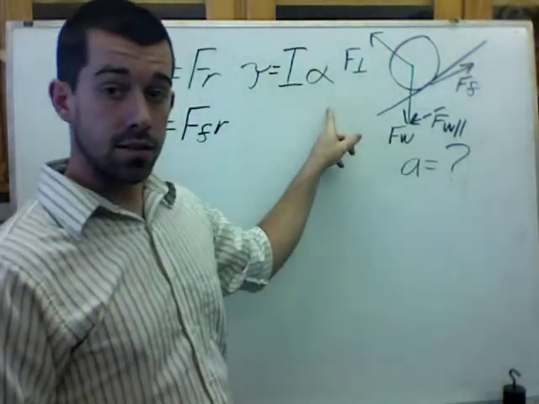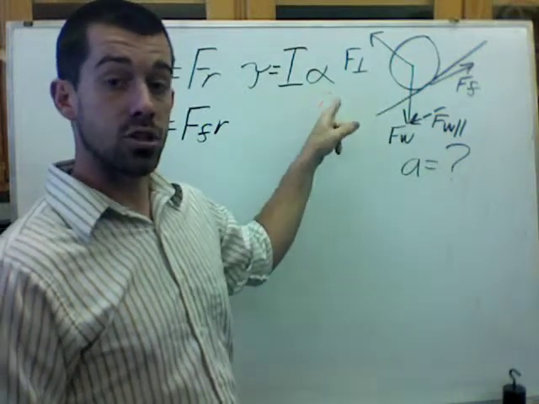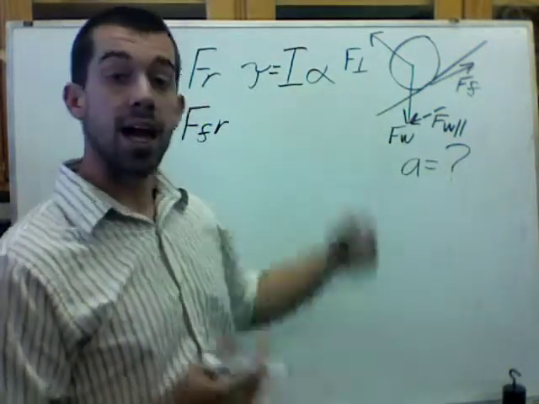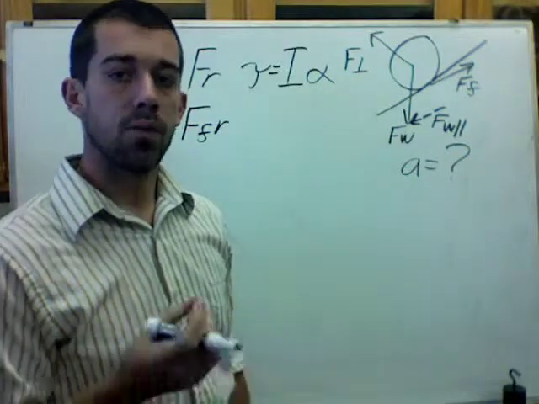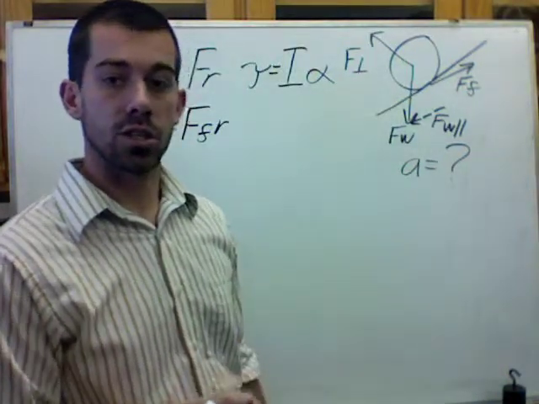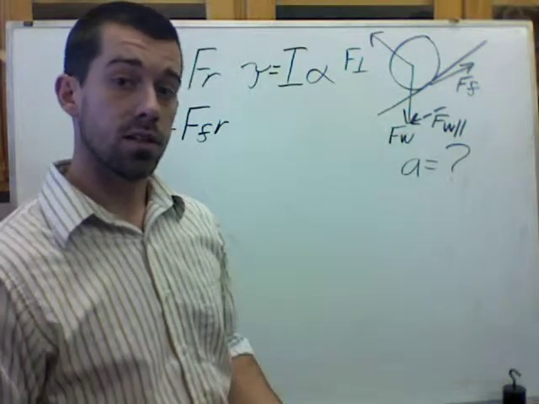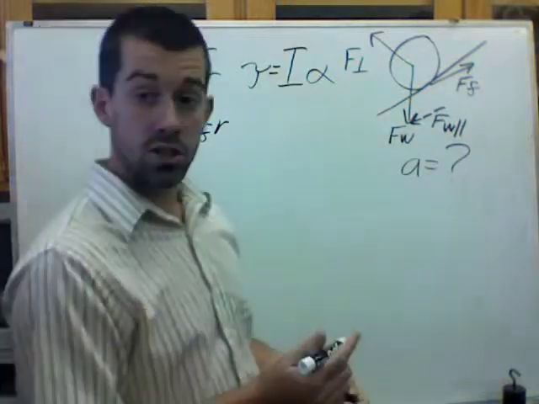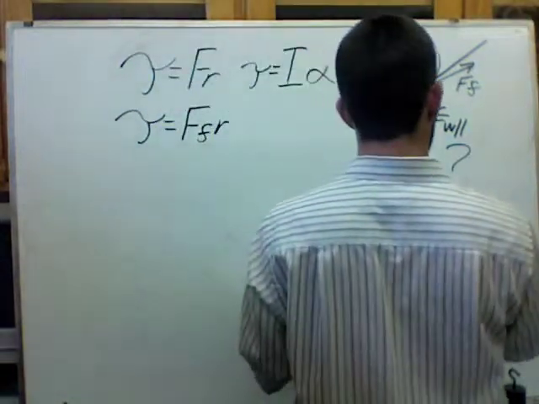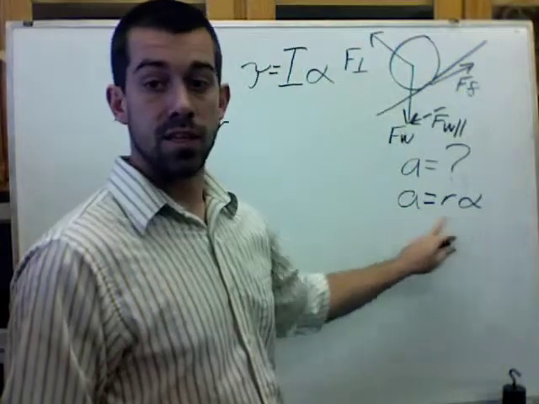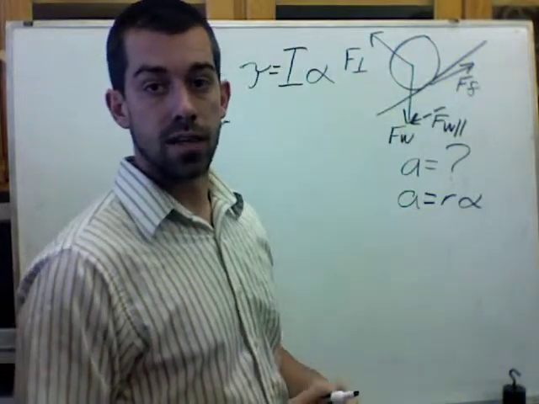On this side shows my relationship between torque and acceleration. Right now, it's angular acceleration, but remember, acceleration equals the radius times angular acceleration, times alpha. And so if I change that around, then I know that alpha is equal to acceleration divided by the radius.